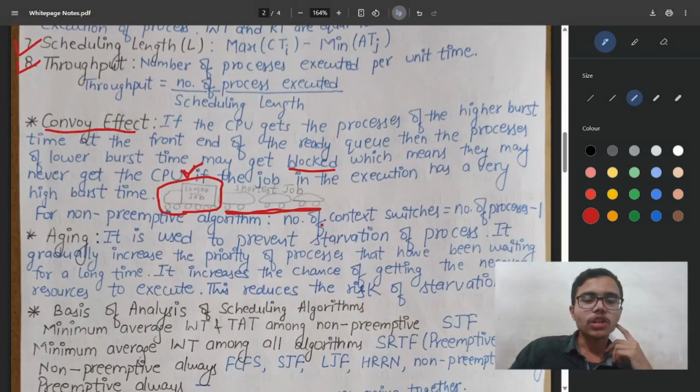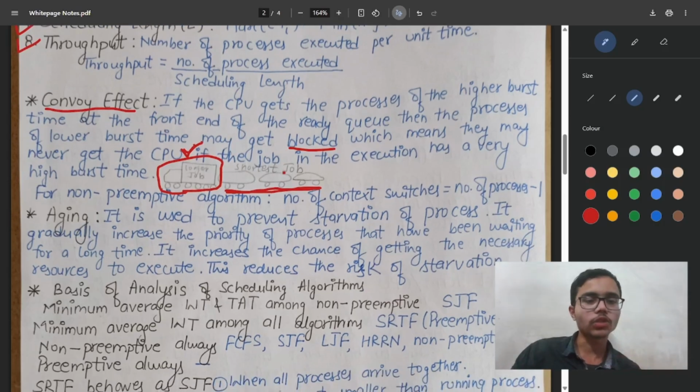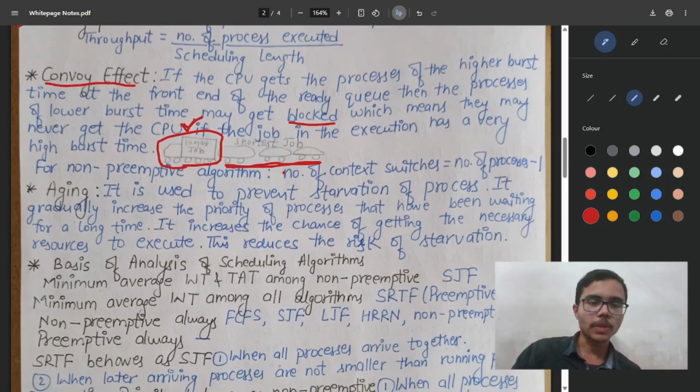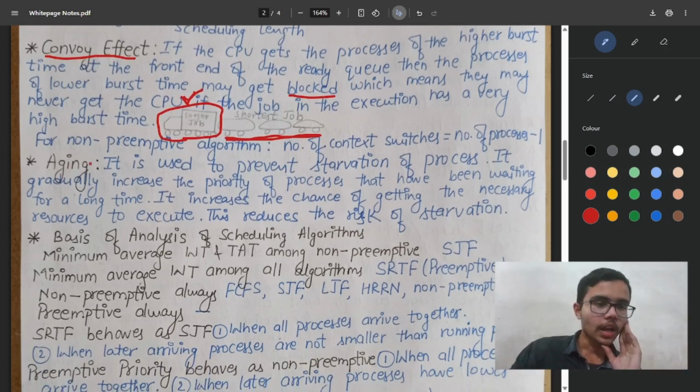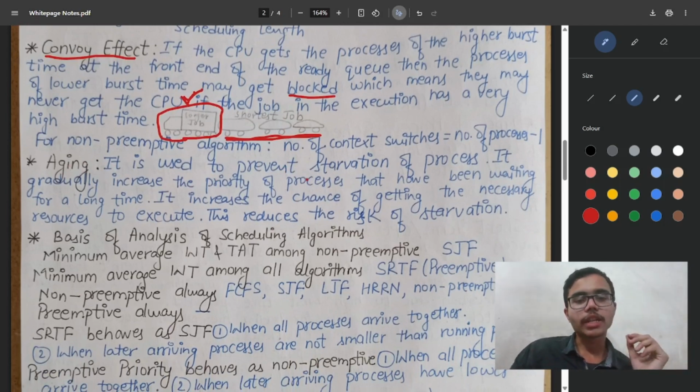So for non-preemptive, the number of context switches is equal to the number of processes minus one. If you solve the numerical, you can also understand this on your own. What is the meaning of aging? It is used to prevent starvation of a process. So important is what is aging.